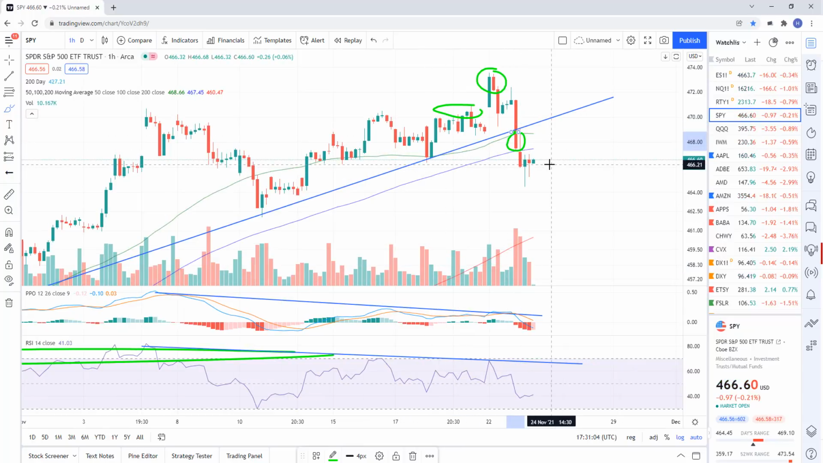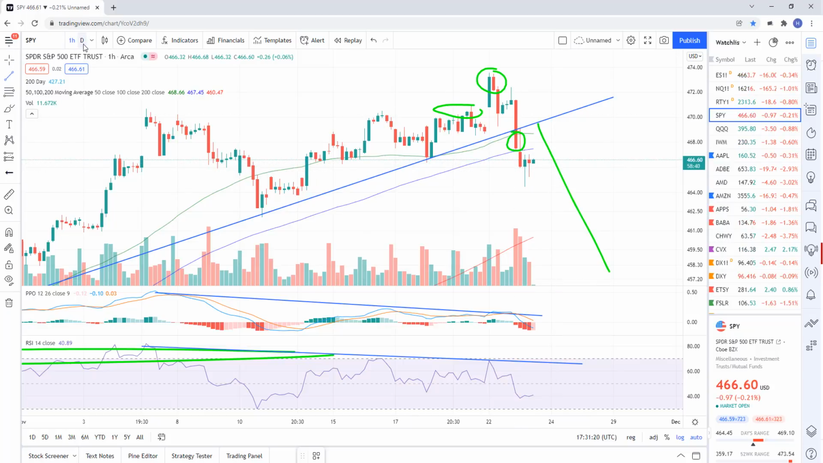So as of right now, we're on a sell signal, which means that you want to sell the rips, essentially. So if you get a bounce into resistance, that's where you want to go short. And again, everything's just my opinion, but that's where you want to go short, and then we head lower.